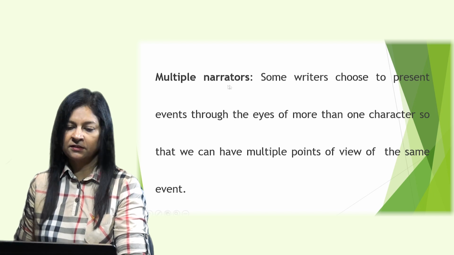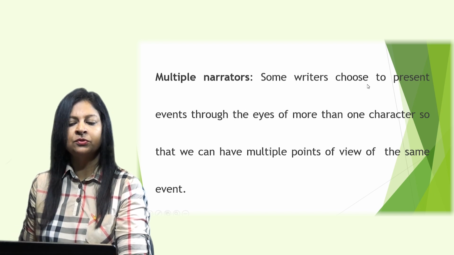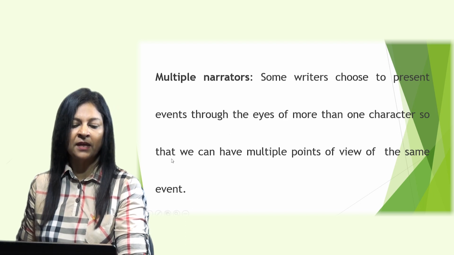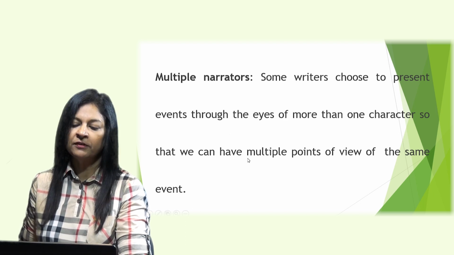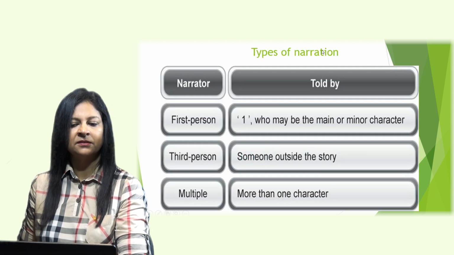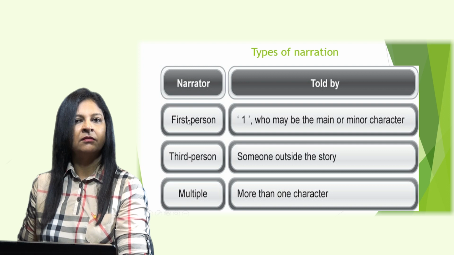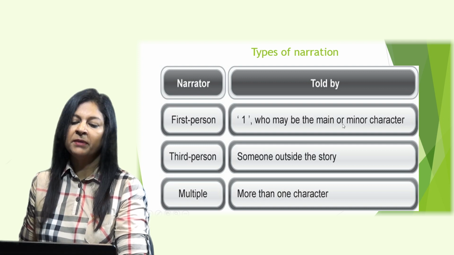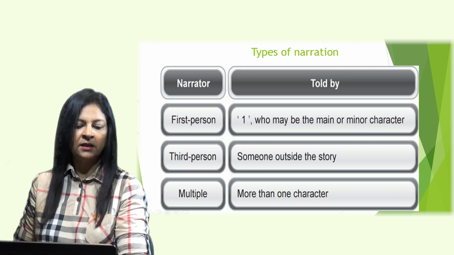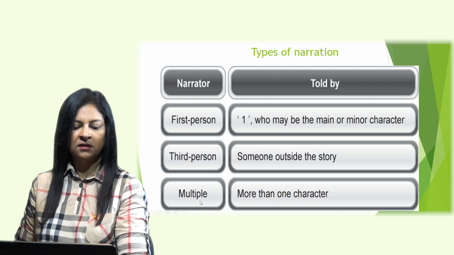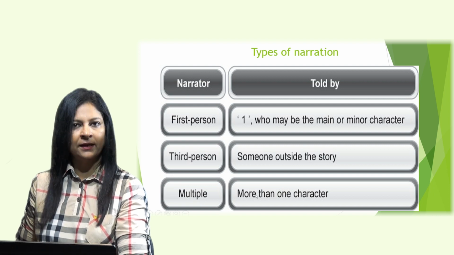Multiple narrators. Some writers choose to present events through the eyes of more than one character so that we can have multiple points of view of the same event. Types of narration. First person, told by an I, who may be the main or minor character. Third person, someone outside the story. Multiple, more than one character.